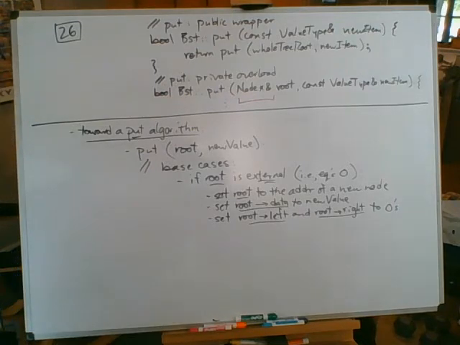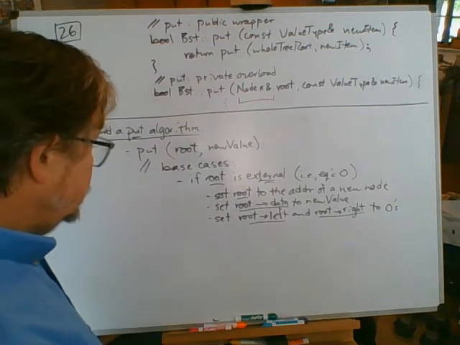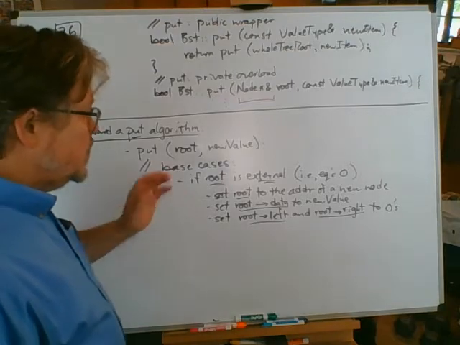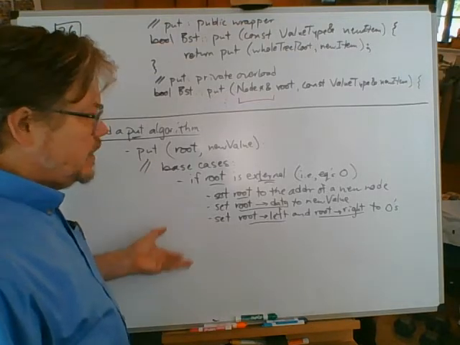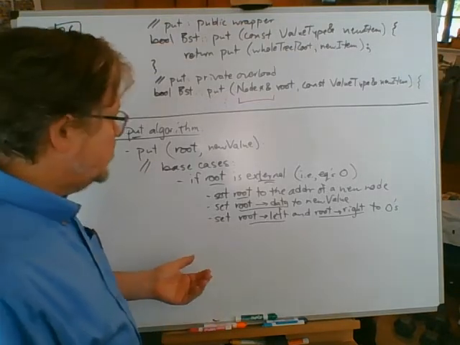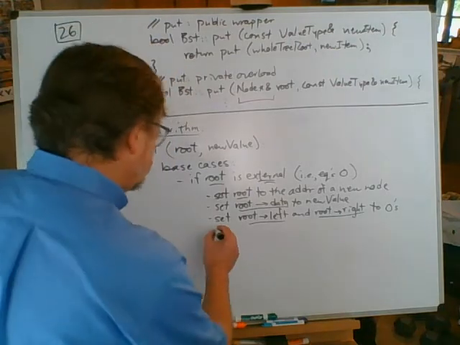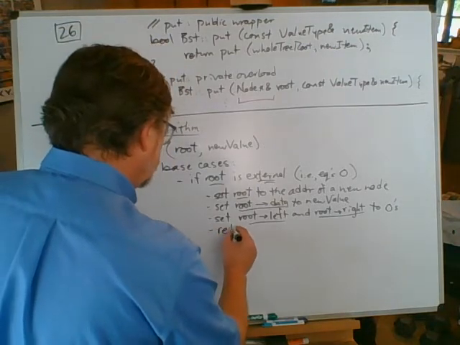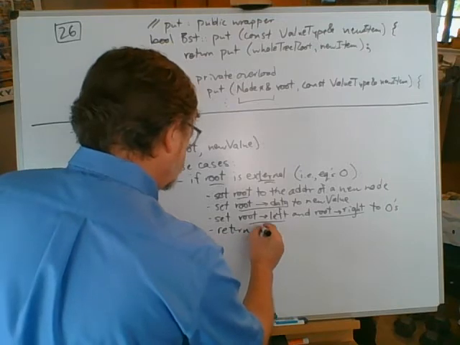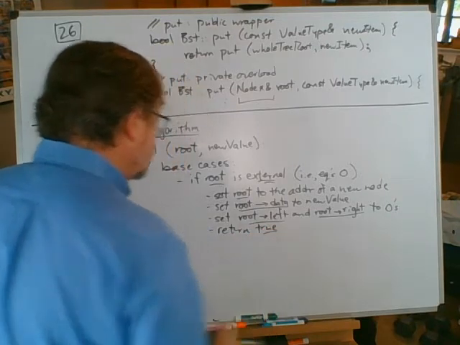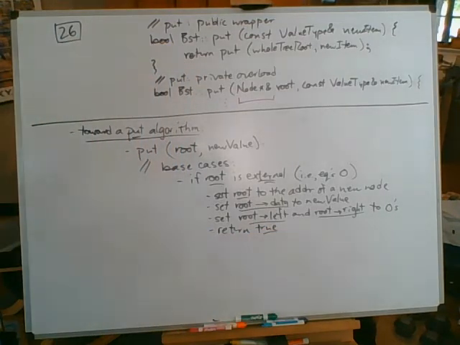Okay? If it's not external, oh, now wait a second. What did we just do? We just now hung a new node off the tree somewhere. Maybe a new left, maybe a new right, maybe a new root. I don't know. I don't care. But I need to return success. Return true. Also known as success. And I'm out of here.